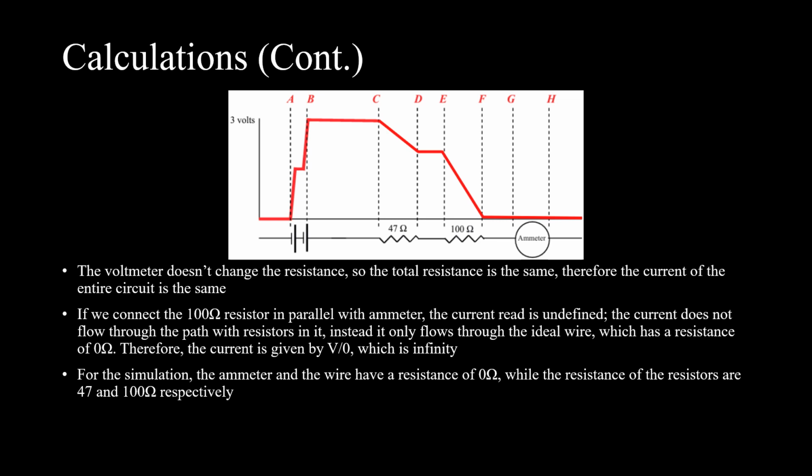Similarly, if we connect the 100 ohm resistor in parallel with an ammeter, the current read is undefined, as the current does not flow through the path with any resistors in it. Instead, it only flows through the ideal wire, which has a resistance of 0 ohms. Therefore, the current is given by V divided by 0, which is infinity. For this simulation, the ammeter and the wire have a resistance of 0 ohms, while the resistance of the resistors are 47 and 100 ohms, respectively.